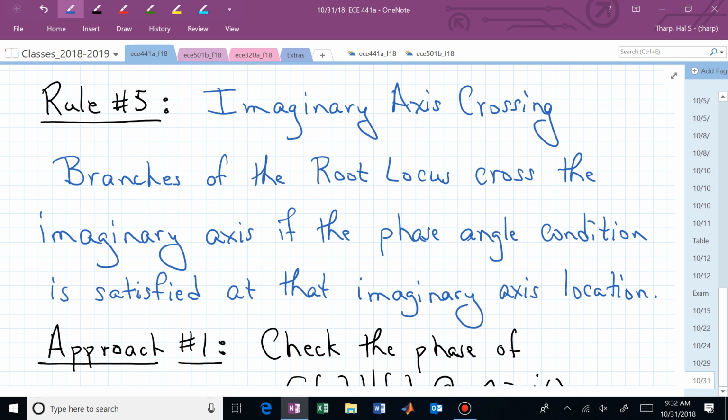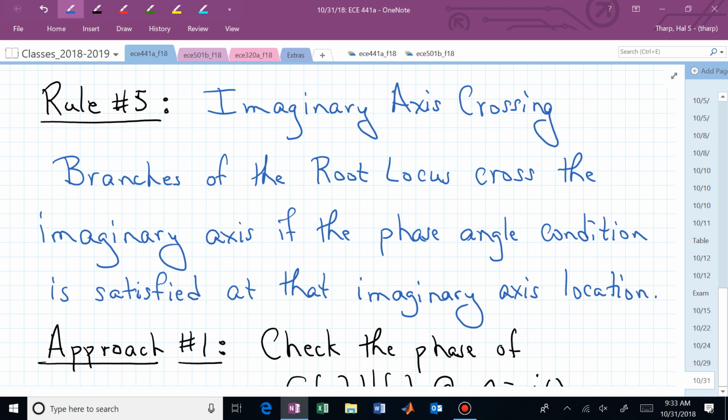Okay, so rule number 5. No, it really wasn't. But anyway, rule 5, imaginary axis crossing. These are where branches of the root locus cross the imaginary axis. Did they in our first quiz question? Did the branches cross the imaginary axis? No, they came together and split and went plus and minus 90. No crossing. Rule 5 didn't even apply.